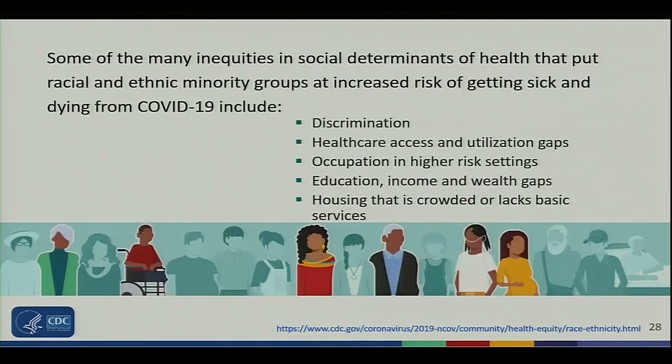Some of the many inequities and social determinants of health that put racial and ethnic minority groups at increased risk of getting sick and dying from COVID-19 include discrimination, healthcare access and utilization gaps, occupation and higher risk settings, education, income, and wealth gaps, and housing that is crowded or lacks basic services. A few examples of these inequities will be discussed in the following slides. Next slide.